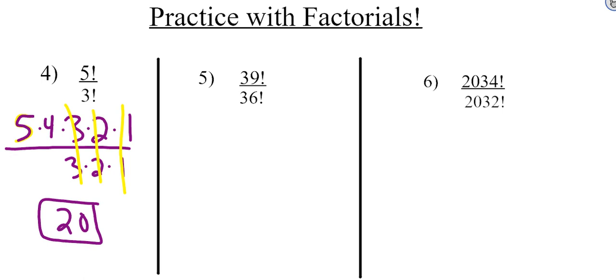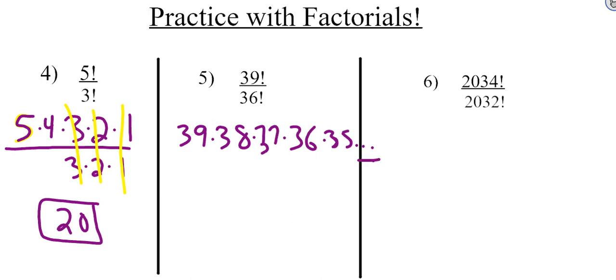So once again, 39 factorial. Do you think we're really going to write 39 times 38 times 37 times 36 and keep going all the way to 1? No, we have better things to do, right? I'm going to do dot, dot, dot.